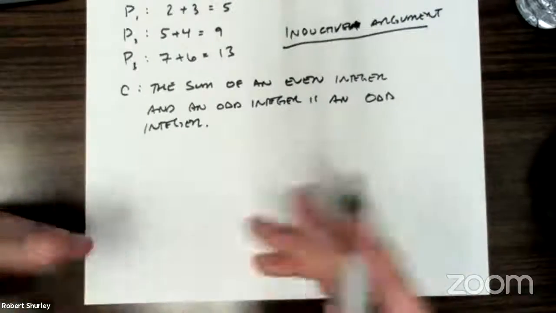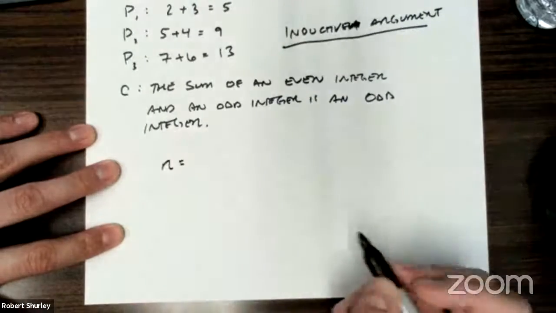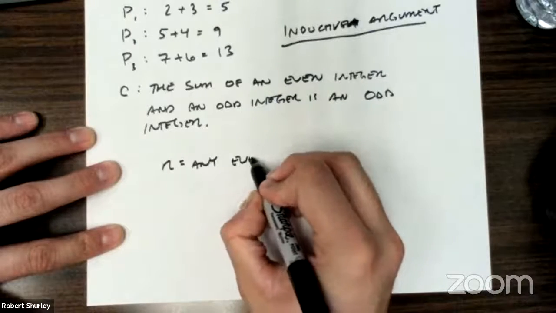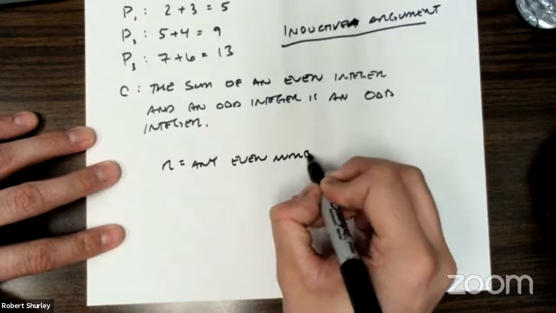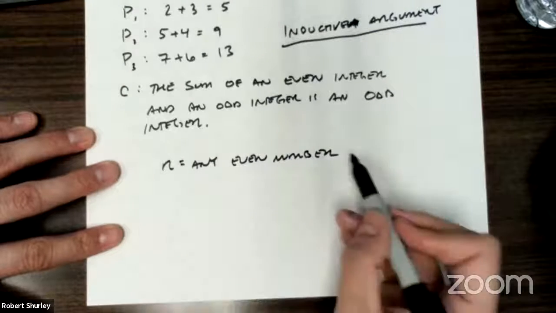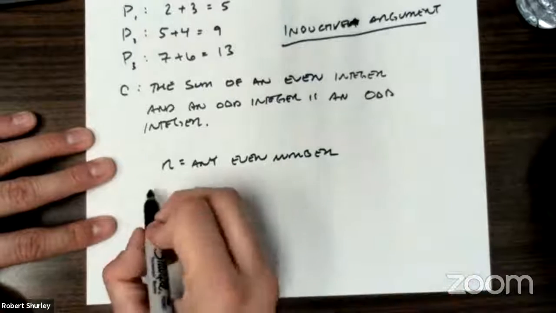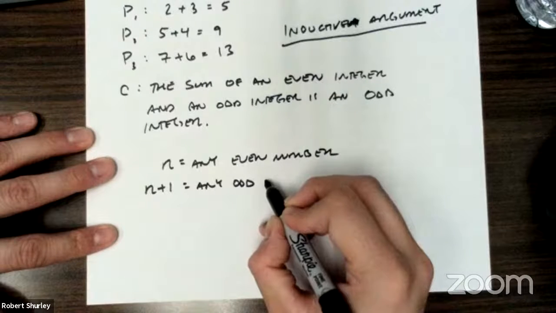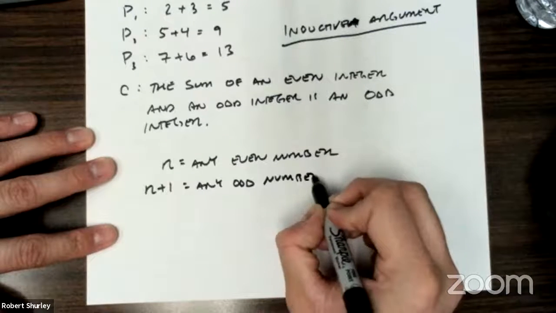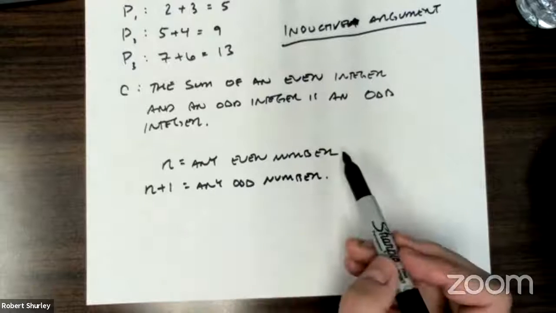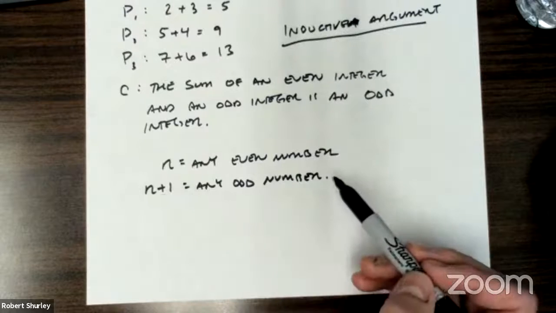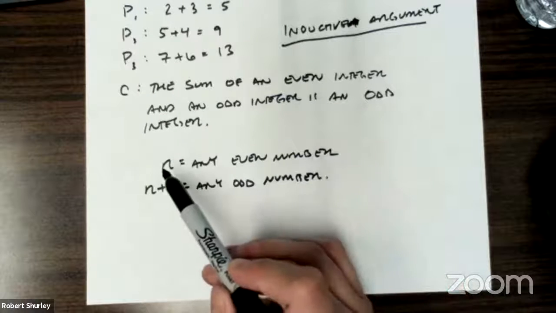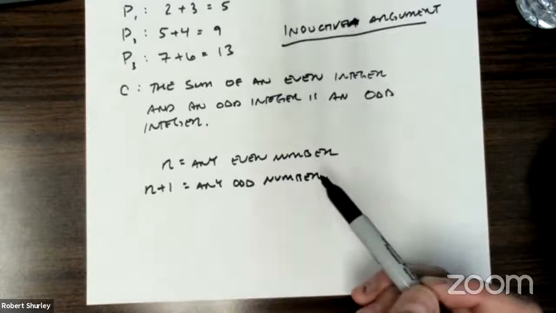We're going to start with n. And this first n is going to be any even number. We're going to define n. So our first premise really is that n is any even number. Well, therefore, n plus 1 would be any odd number, right? You guys agree with that? If n is any even number, you add 1 to it, and you've got any odd number. So if n is 6, then 6 plus 1, that's odd, right?